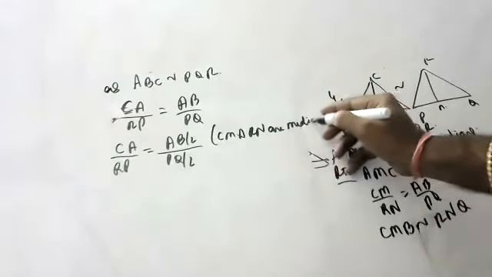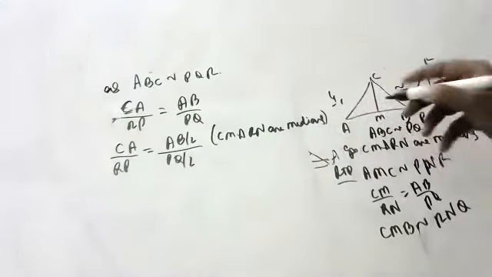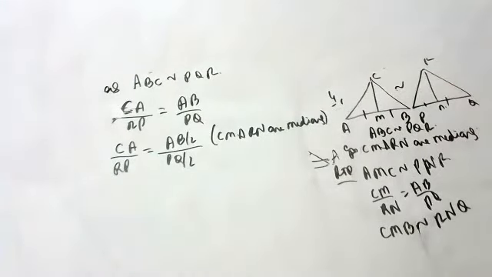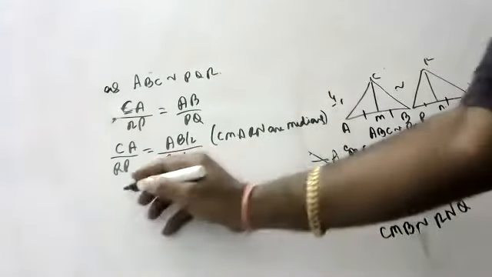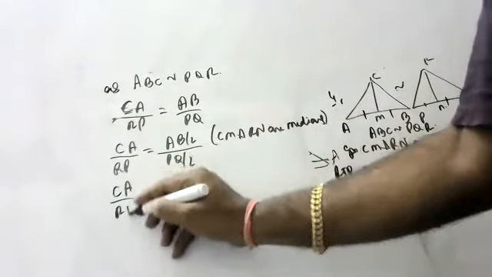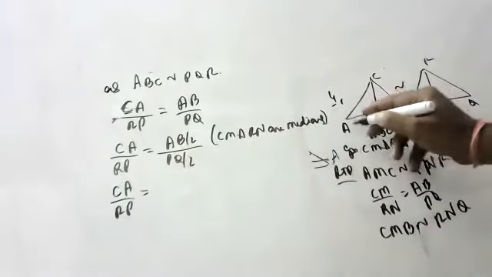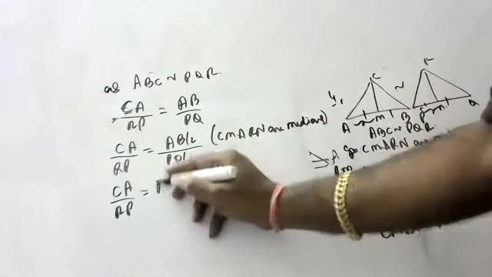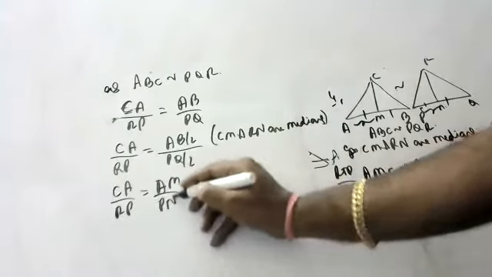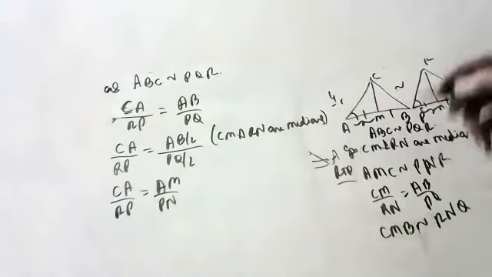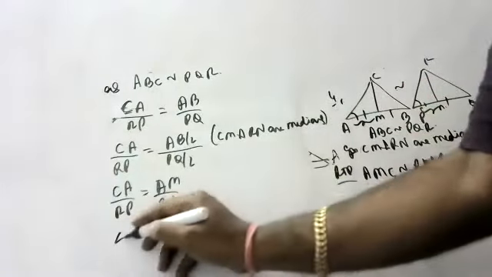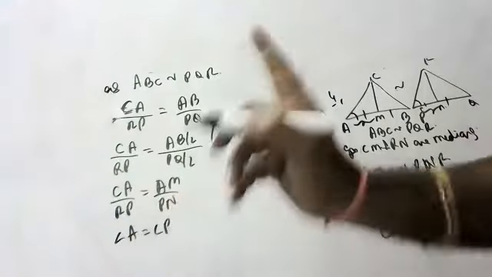He only told, children. Because they are medians, they divide the base into 2 equal halves. Medians divide the base into 2 equal halves. So CA by RP is equal to AM by PN. Angle A is equal to angle P. Why? Because they are similar triangles.